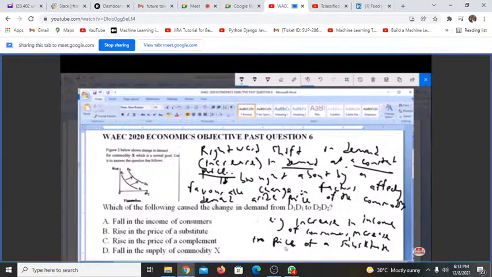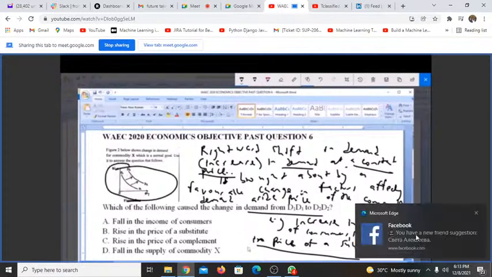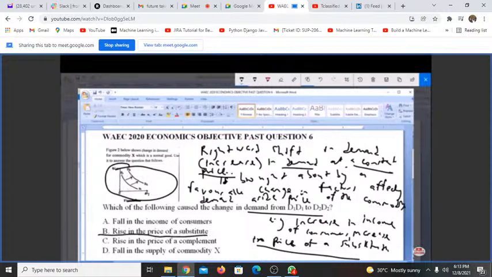Now, as we have established here, an increase in price of a substitute is one of the factors that can cause a change in demand from D1 to D2 as shown in this diagram. So a rise in price of a substitute is option B, and option B is the correct answer to this question. Thank you, and please subscribe to this channel for more videos and for more past questions and answers.